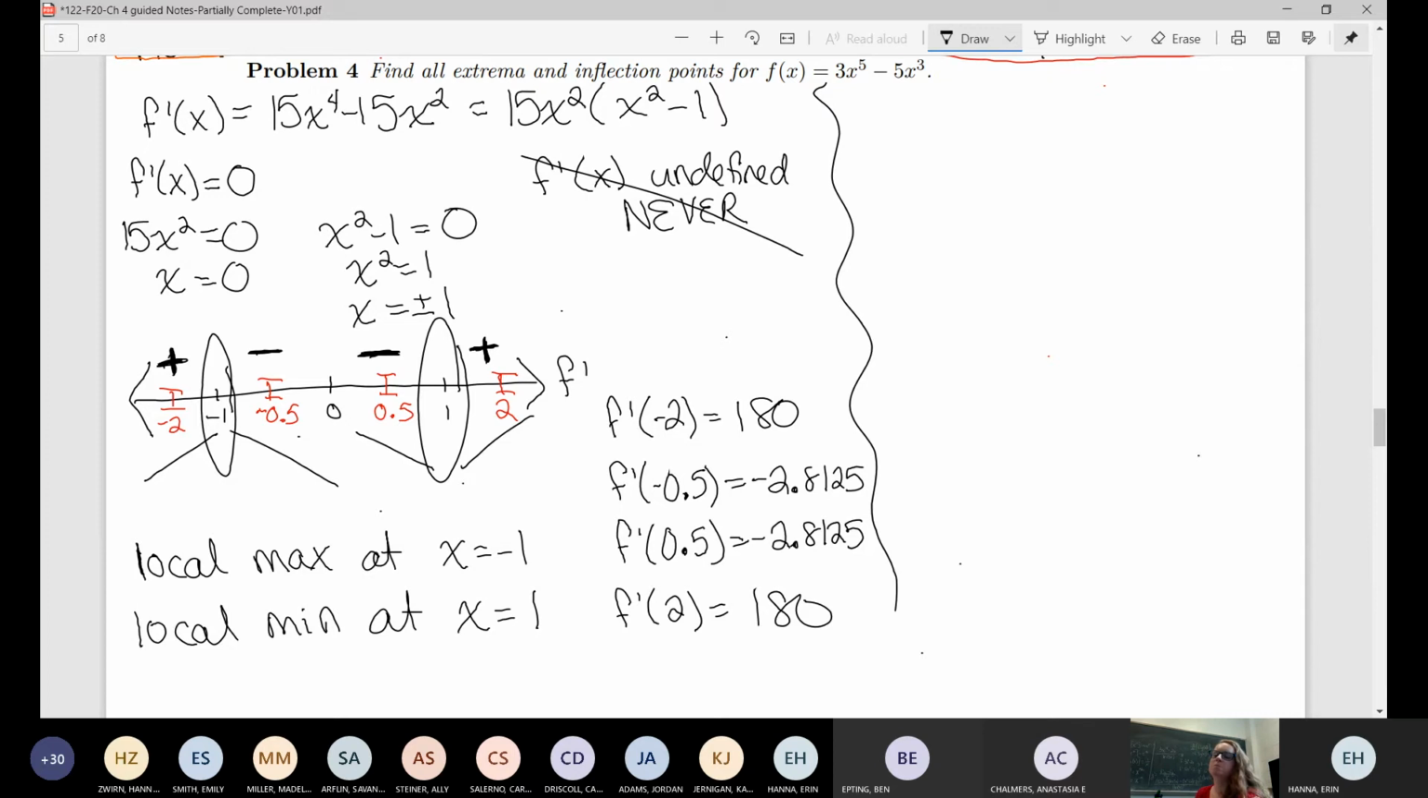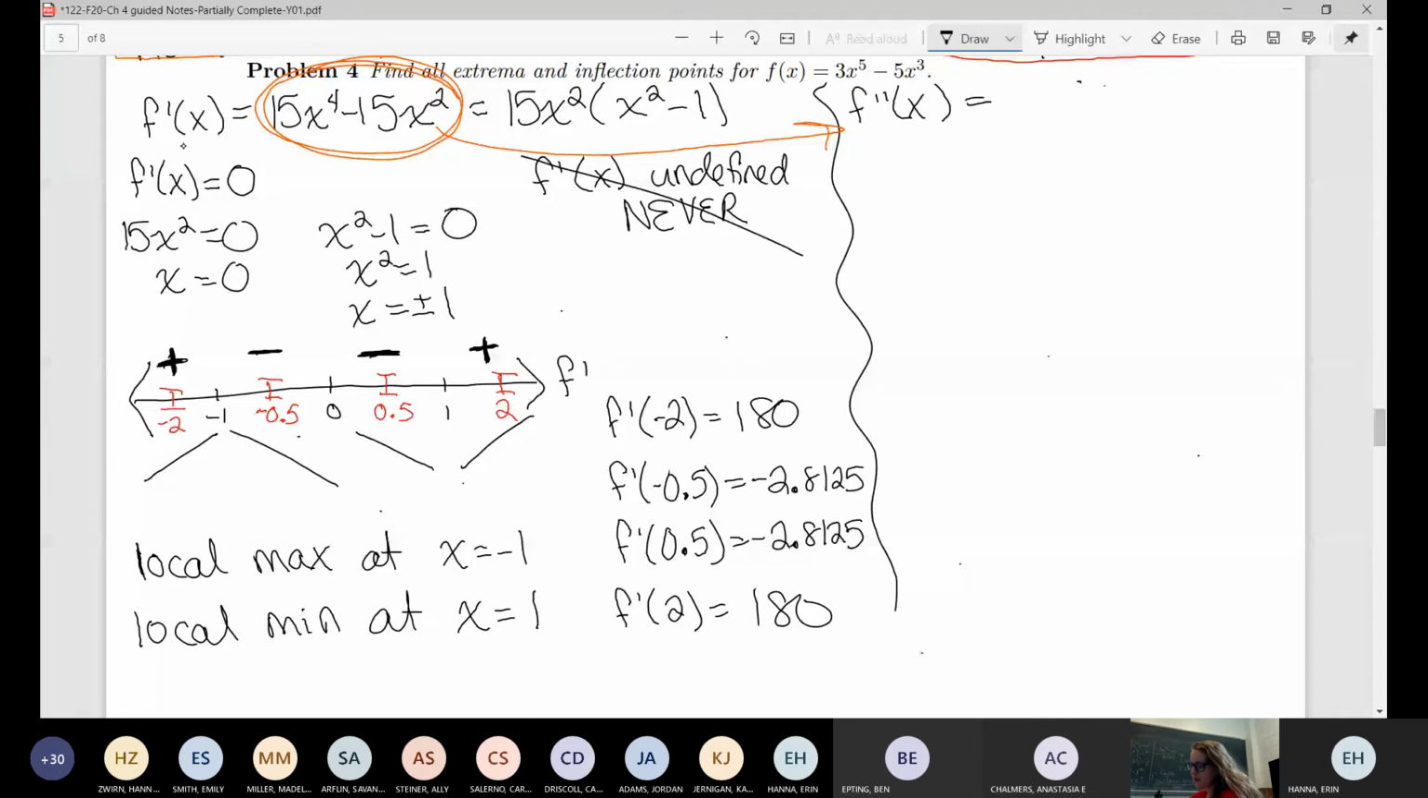Questions, concerns on that half of the question? All right. Then we have to find inflection points, so we need the second derivative. I would personally use the unsimplified form to find the second derivative, because if you use the 15x squared times x squared minus 1, then you have to use the product rule. Whereas if you use the unsimplified form, it's just some power rules.